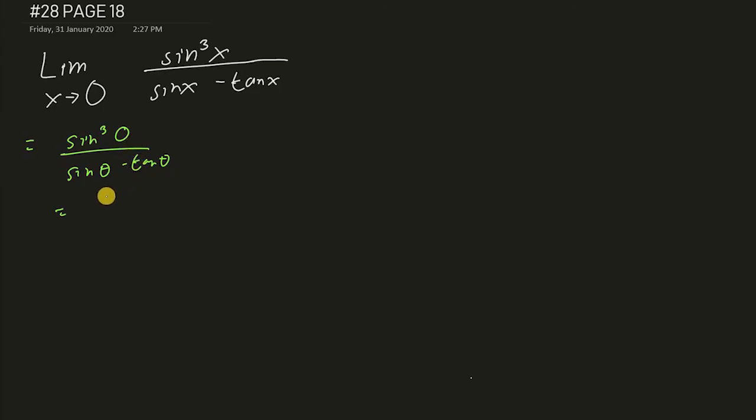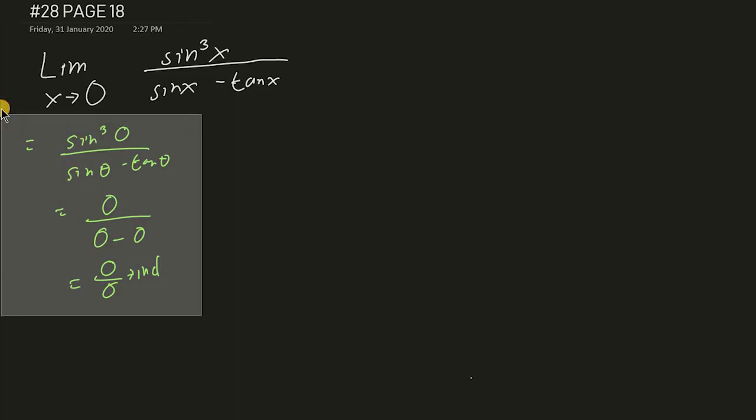Sine 0, guys, is 0. Minus tangent 0 is, teka lang, tangent is opposite over adjacent. Oh, so, that's 0. 0 over 0. Okay. That's sure. Indeterminate na yan, guys. Ngayon, kailangan ulit natin itong i-manipulate para mahanap natin yung limit.